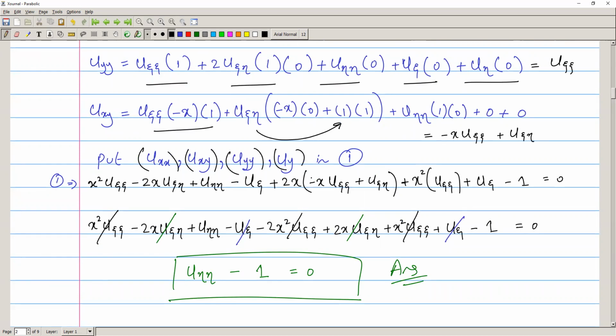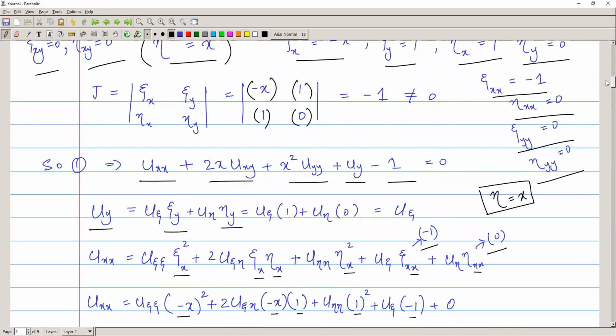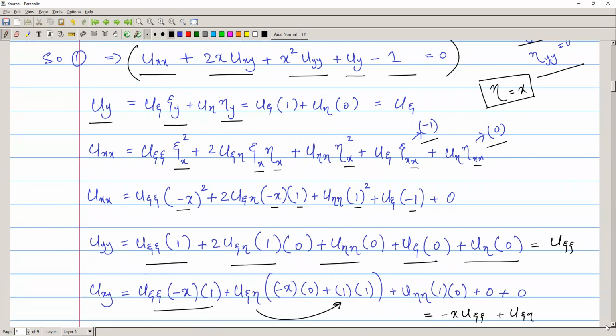So we'll plug into equation number 1. Here is equation number 1, right? So now we are plugging in the values. For u_xx, I plugged in x squared times u_psi psi. Let's write the original equation first. So this is the original equation, and let me write it again here: u_xx plus 2x u_xy plus x squared u_yy plus u_y minus 1.